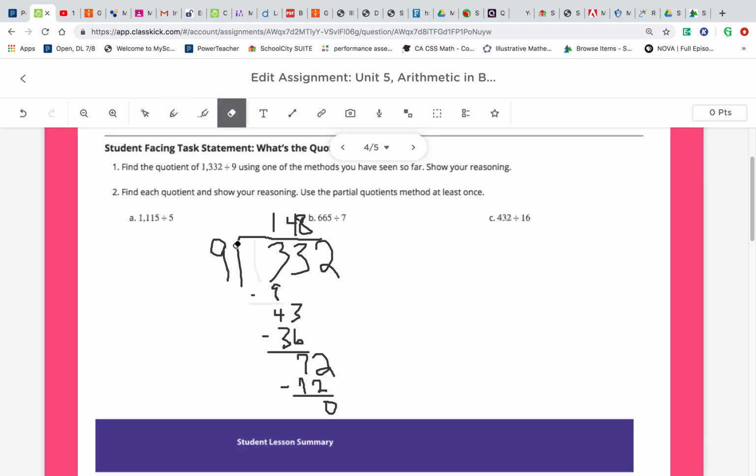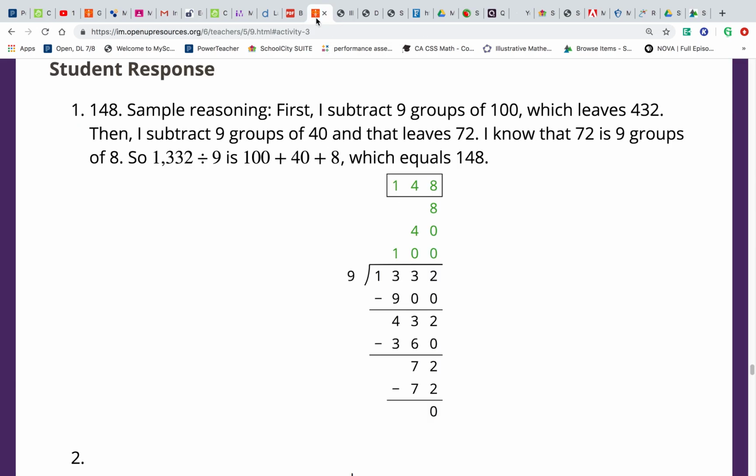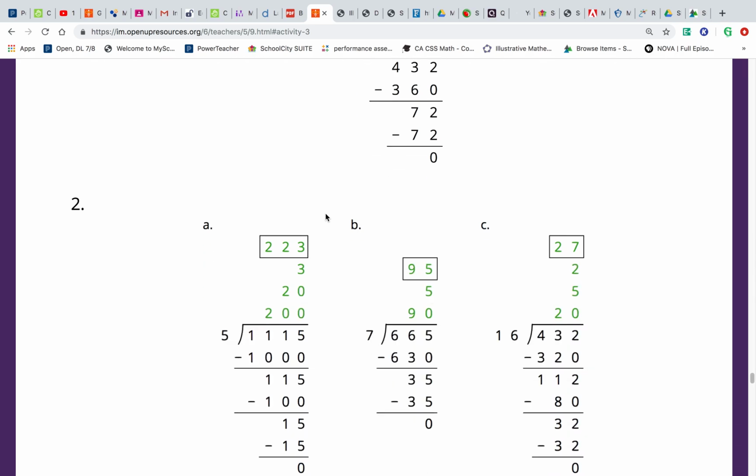All right, so we look at the other questions here. Let me go ahead and remove all of this out of the way. We have 3 more division problems that we're going to find the quotient for. For all of these, you can work them out the way that I just worked out this one, or you can use the partial quotients method. They wanted you to use it at least once. So for the sake of time, I'm just going to show you how each of these 3 look when they are worked out using the partial quotients method, since I think that's a way that you may be a little bit less familiar with.